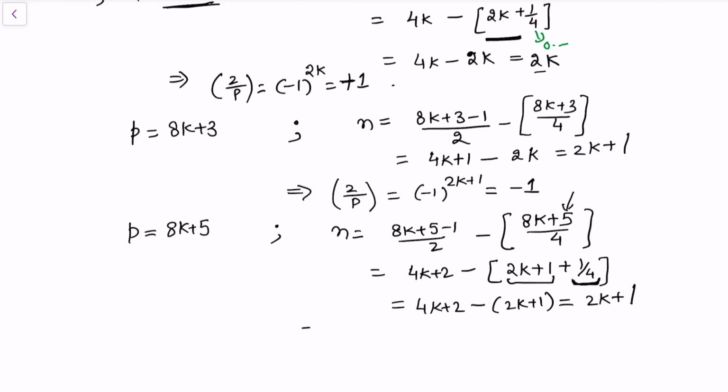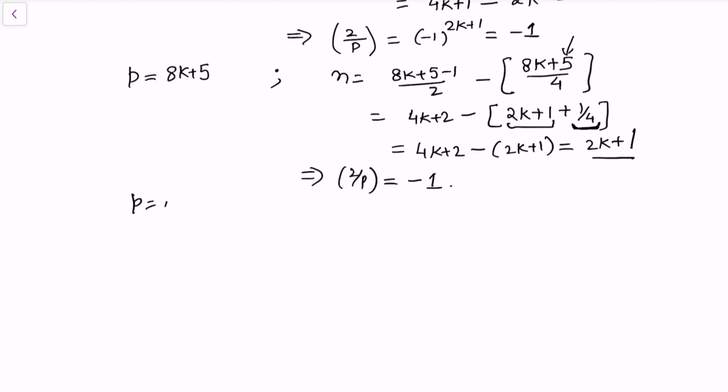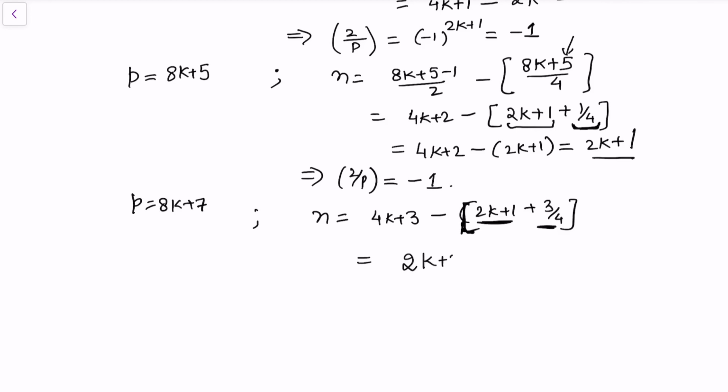So for 8k+5 also, the Legendre symbol (2/p) gives me the value -1 because it is odd here. And when p is equal to 8k+7, then in a similar way I get n is 4k+3 minus (2k+1 plus 3/4). So this is the greatest integral part and this is the fractional part in this case. And this value is 2k+2, in a similar way, because it was 4k+3 minus 2k+1. And in this case the Legendre symbol (2/p) is +1 because it is even.